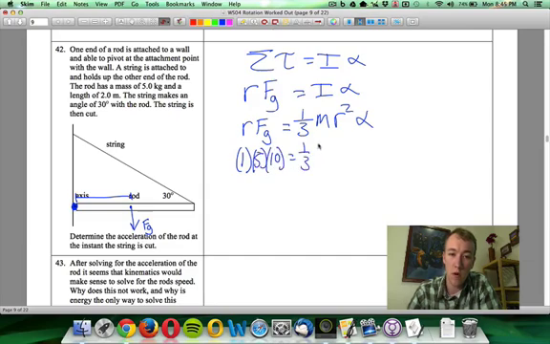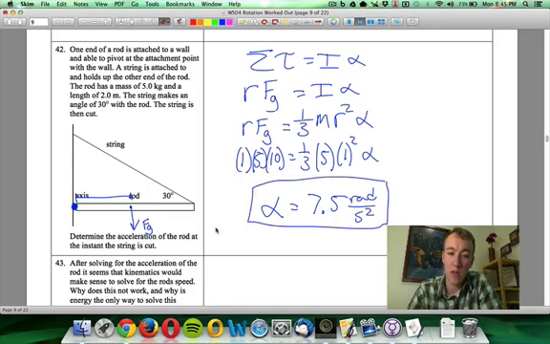We have 1/3. Again, the mass is 5. That radius is 1. We're squaring that, and we've got alpha here. So the angular acceleration is 7.5 radians per second squared. That would be our final angular acceleration.